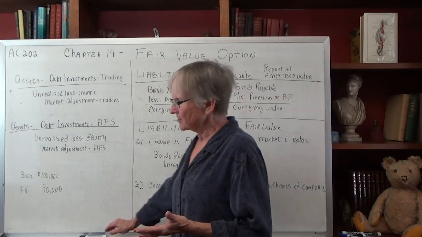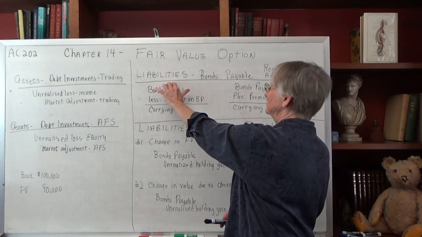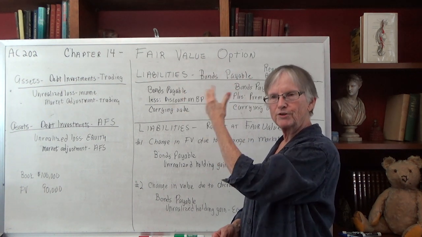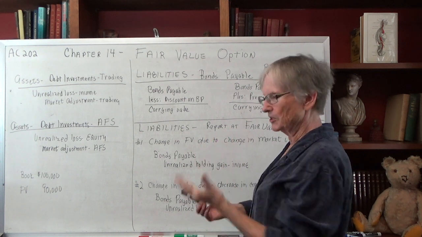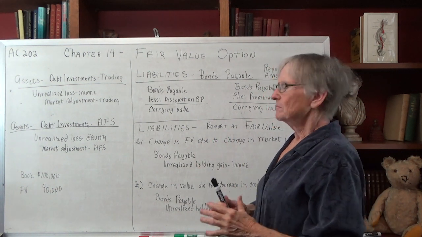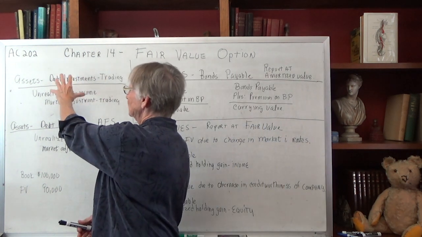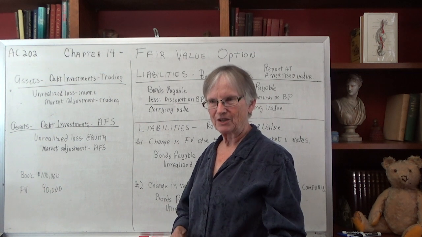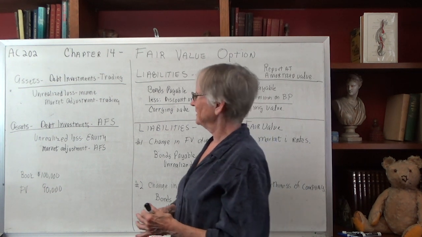Now we're talking about the fair value option as it relates to liabilities: bonds payable and notes payable reported at their fair value on the balance sheet rather than the way they're usually reported. But before we get to the liability section, I think it's helpful to start with what we already know from the assets section and fair value reporting. So just to review that quickly.